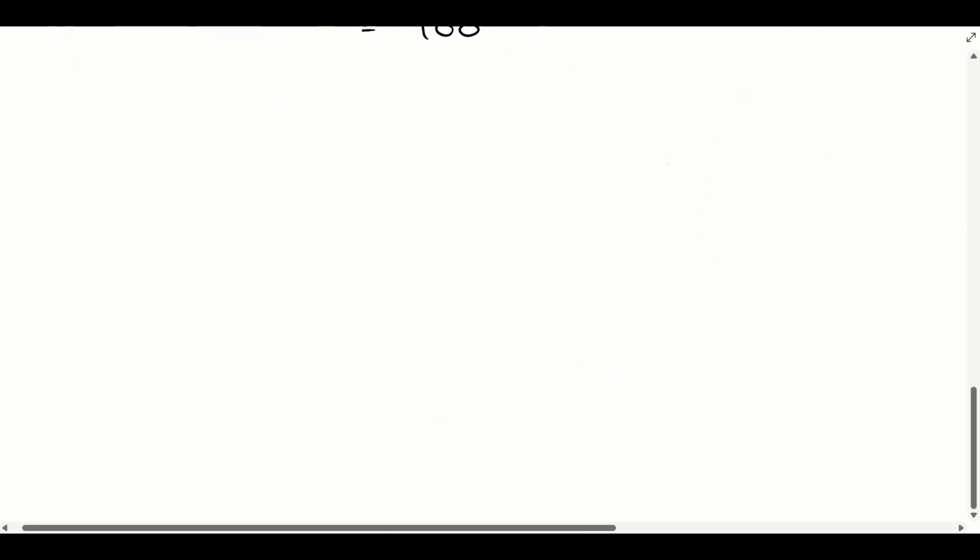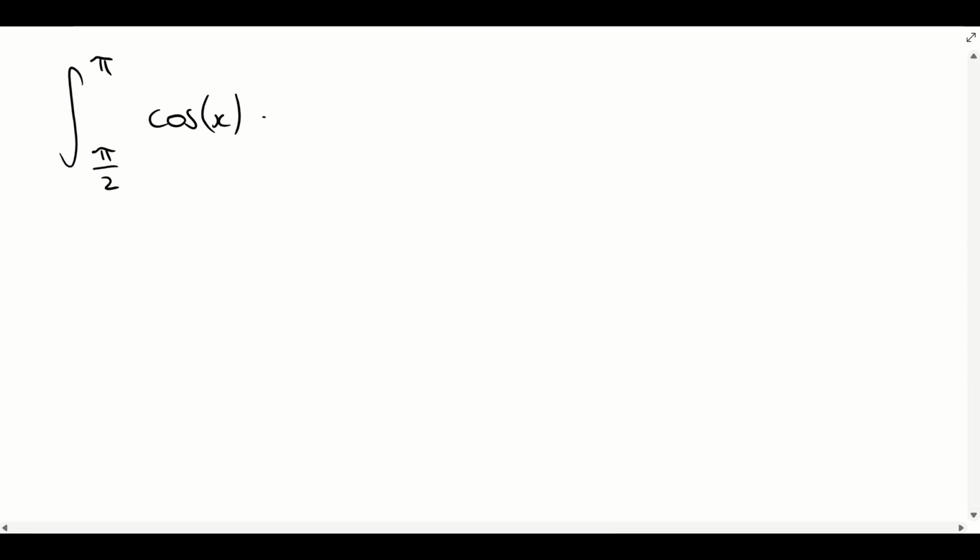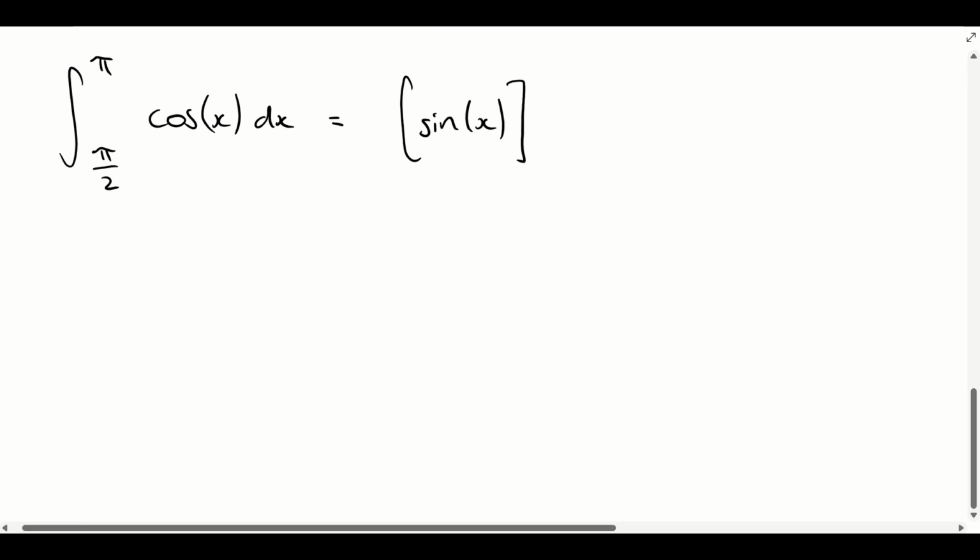If we do another one, so let's say that we were asked to integrate from pi on 2 to pi the cosine of x with respect to the variable x. Well, remember, first I just anti-differentiate that cosine of x. So if I do that, I just get sine of x. So we can pop that in. And I need to do this from pi on 2, this is in radians, up to pi.